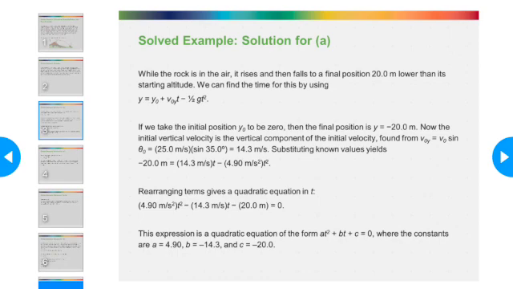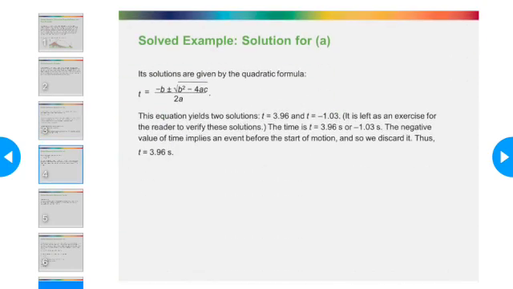So using this formula here, we end up with a quadratic, unfortunately. When we simplify it down, we get 4.9 meters per second squared, I'm going to ignore the units here, 4.9 t squared minus 14.3 t minus 20 is our quadratic. So using the quadratic formula, we get that our times are either 3.96 seconds or negative 1.03 seconds. That negative makes no sense, so it's got to be the 3.96 seconds.